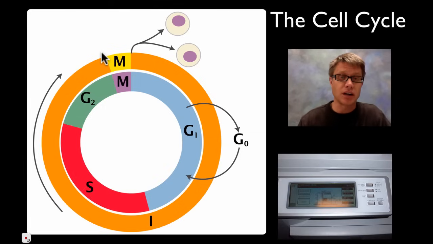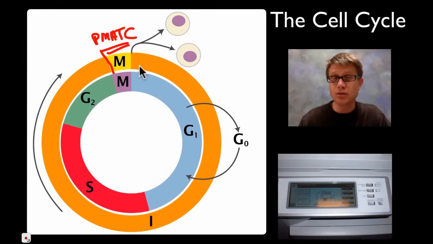And so at this point, it's actually going to go through mitosis, what we would say as prophase, metaphase, anaphase, telophase, and then cytokinesis. And we'll talk about all of the specifics of how that works. And so if you look at it, where's most of the time spent? It's actually spent in interphase.